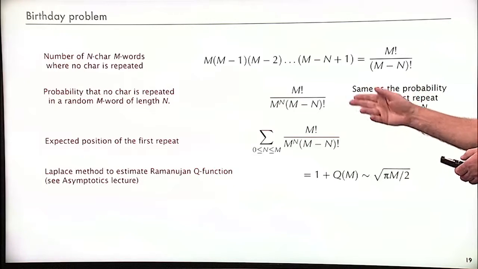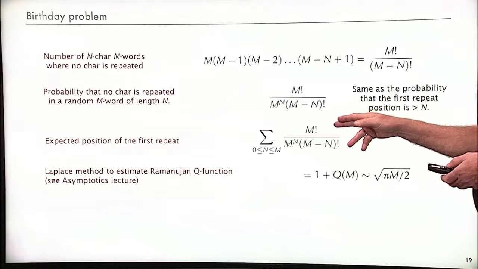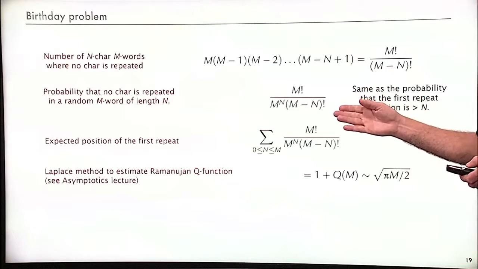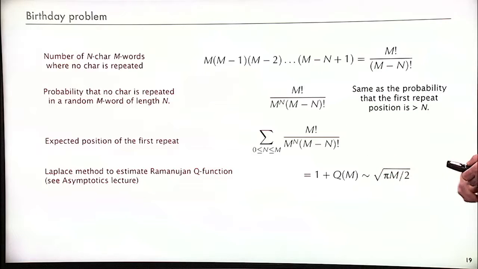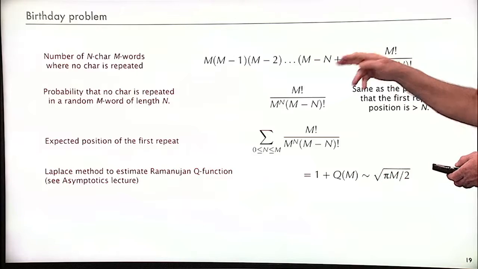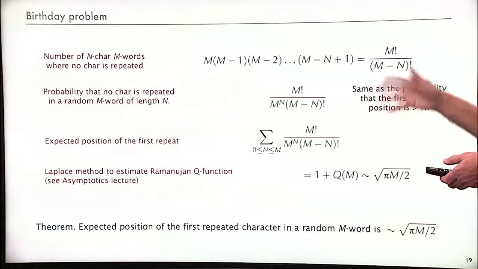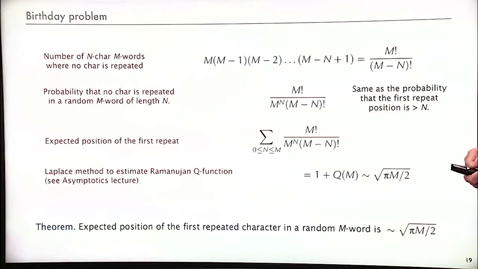That's a familiar sum. That's the Ramanujan Q function that we looked at in lecture 4, and the result is the square root of pi m over 2. The expected position of the first repeat is the square root of pi m over 2, and that completes the analysis of the birthday problem.